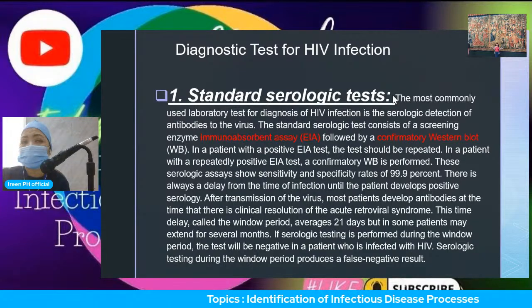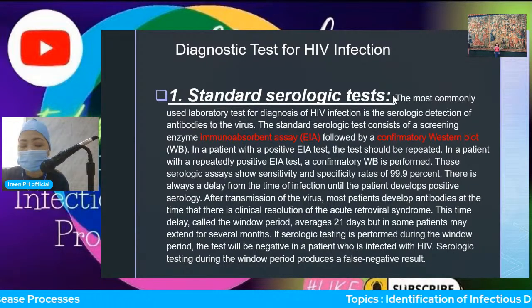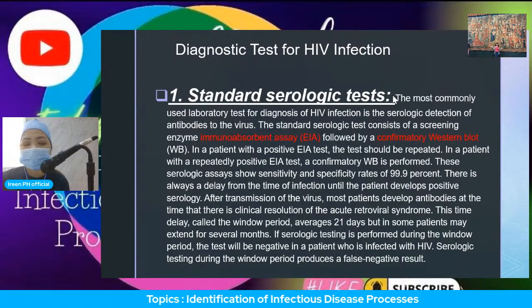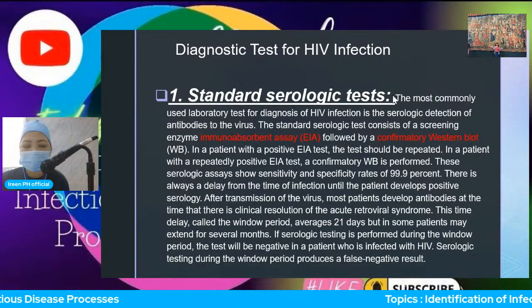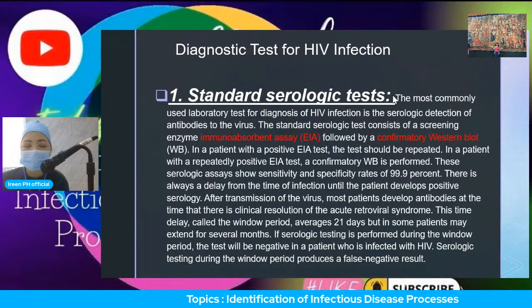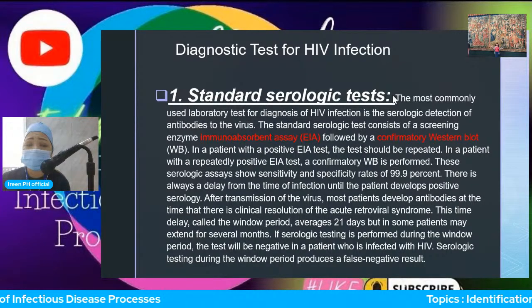Before, we had a program for screening for HIV for all here, and we do it. After transmission of the virus, most patients develop antibodies at the time that there is clinical resolution of the acute antiretroviral syndrome.